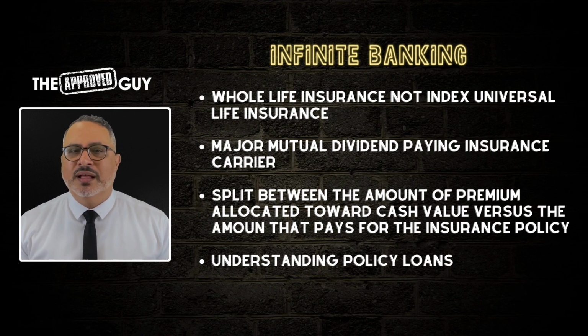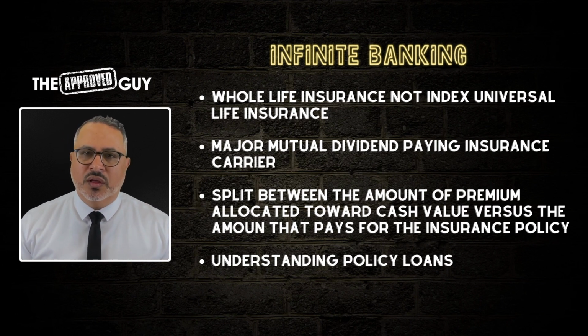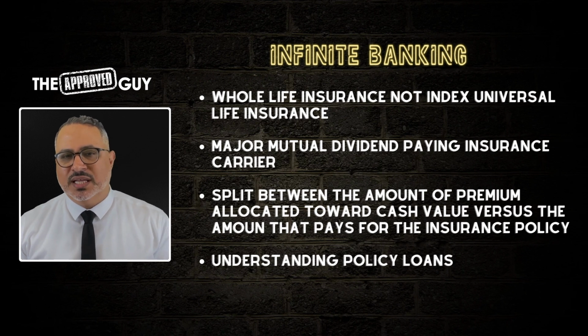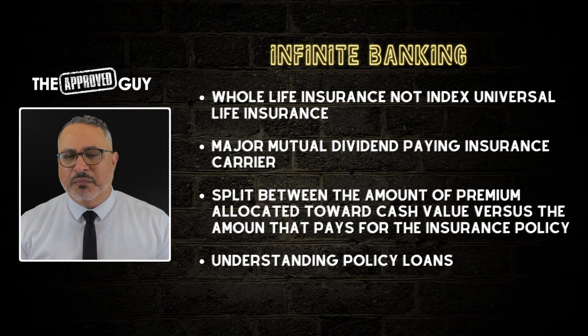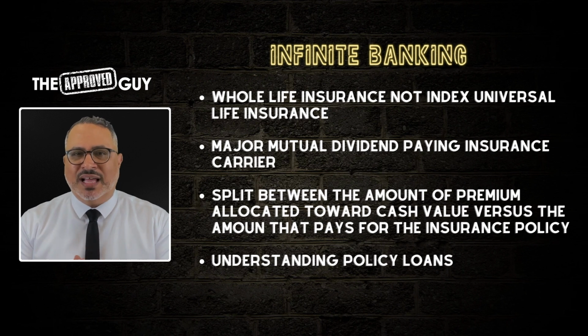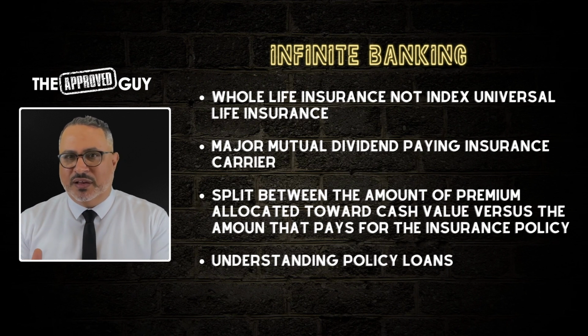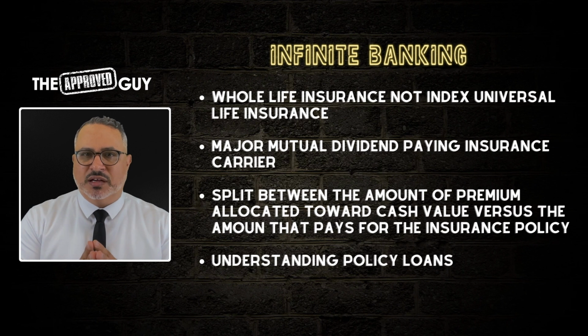Number three, the split between the amount of premium that is allocated towards the cash value of the policy versus the amount that pays for the insurance policy itself has to be where we can maximize the cash value. The purpose of the policy is not to maximize the death benefit. It's to maximize the cash value.